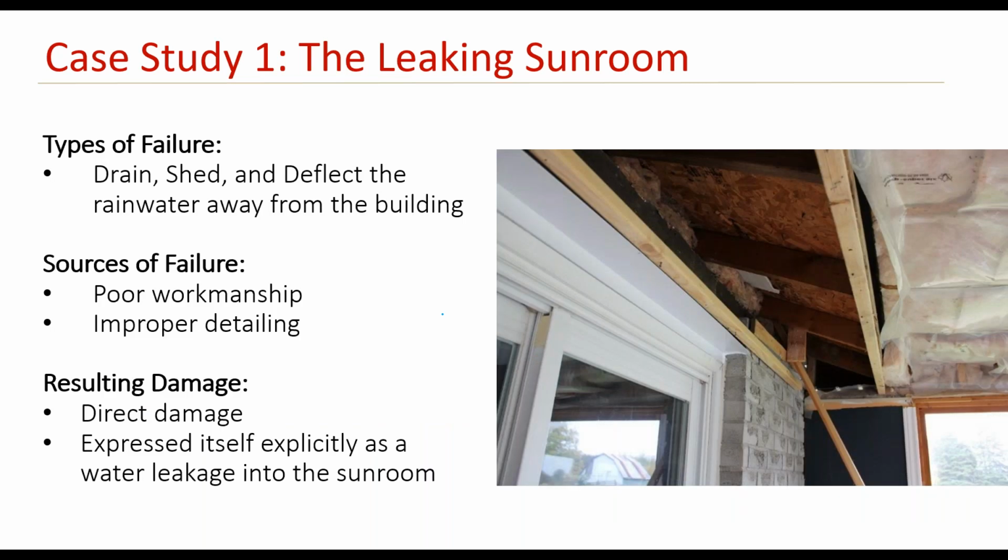Now let's analyze the case and apply what we learned to it. So what are the types of failures here? We have failure to drain the water away, failure to shed because we had leakage here, so there's no shedding, and of course failure to deflect the rainwater away from the building. So what are the sources of the failure that we have?